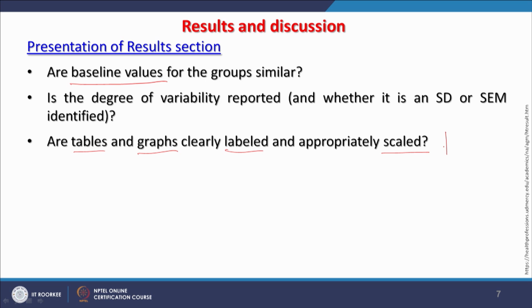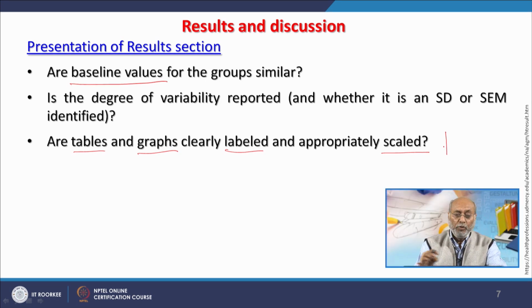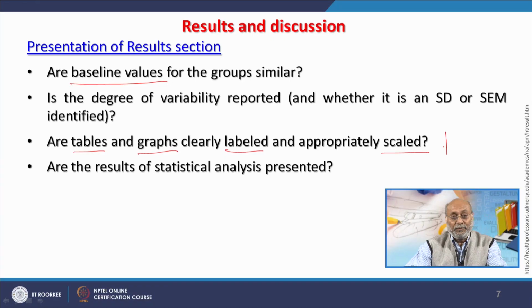There should not be anything lacking in terms of information, and similarly for graphs, plots, charts or maps, everything should be explained, and we will have a complete discussion, rather 2 lectures on this part also, on how these things should be presented. We will also be discussing the bad examples of tables and graphs and the good examples.